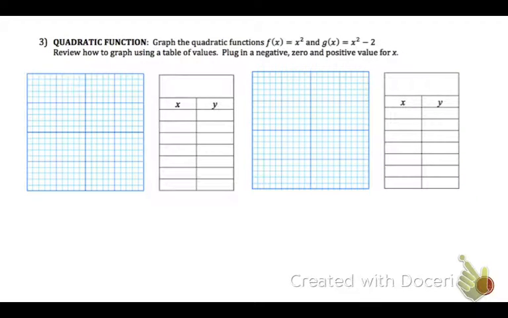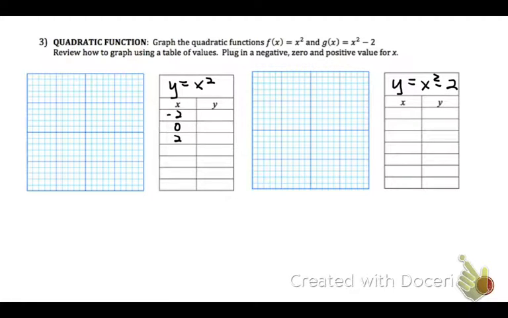Now let's talk about quadratic functions. So we're going to graph two quadratic functions. The first one, like the absolute value, is the parent: f of x equals x squared, or in equation form, y equals x squared. The second one, in equation form, is y equals x squared minus 2. So we're going to plug in negative, 0, and positive values. This time, I think I'll plug in negative 2, 0, and positive 2.